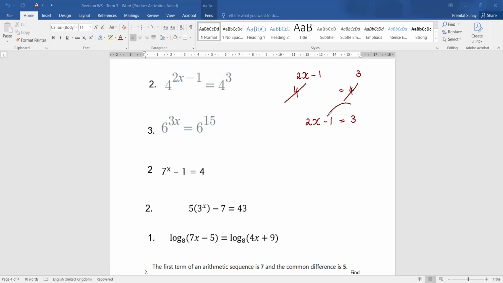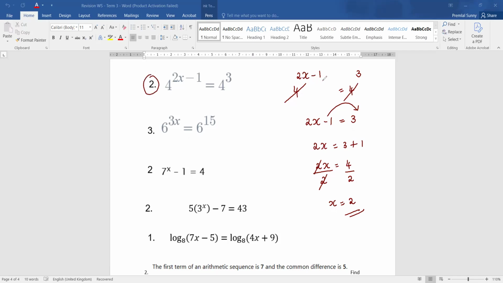Now minus 1, bring it to the other side. So 2x is equal to 3 plus 1. 3 plus 1 is 4. In order to find x, you divide both sides by 2. 2 and 2 get cancelled. x is equal to 4 divided by 2, which is 2. That is the final answer for question number 2 here.